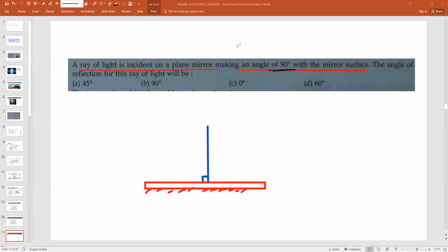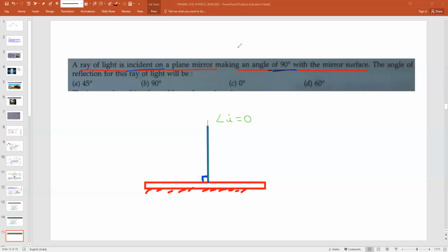Now, according to the question, the incident ray and the plane are making 90 degrees, right? So that means my incident ray makes 90 degrees with the plane. Can you see a green line? So it makes 90. So if it makes 90, angle i will make how much? Angle i will make 0. Are you getting my point?